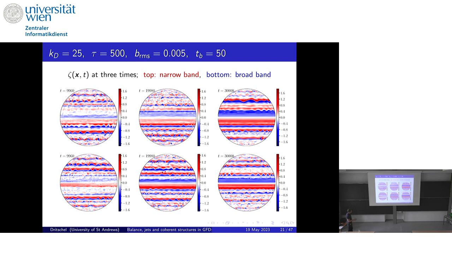Again, this is narrow band on top, broad band below. Now the distinction is not that great. What else can I show? So if you look here, at early times there are maybe 1, 2, 3 jets up here, maybe a fourth. And then later, these jets are in different places. And then later, again, they're in a different place.